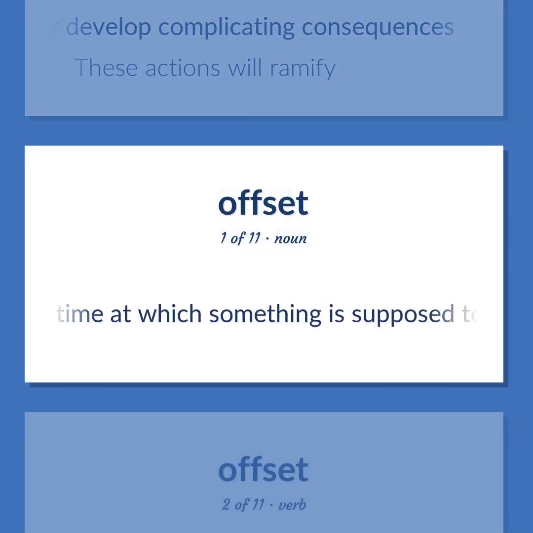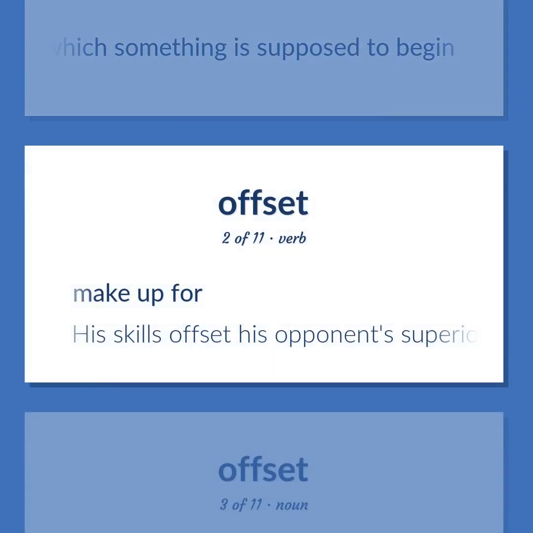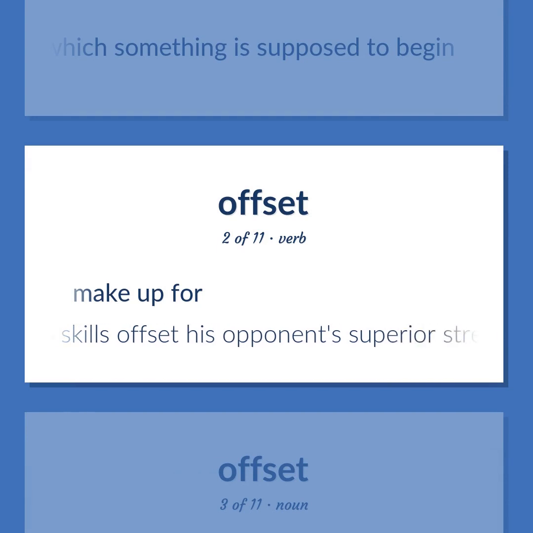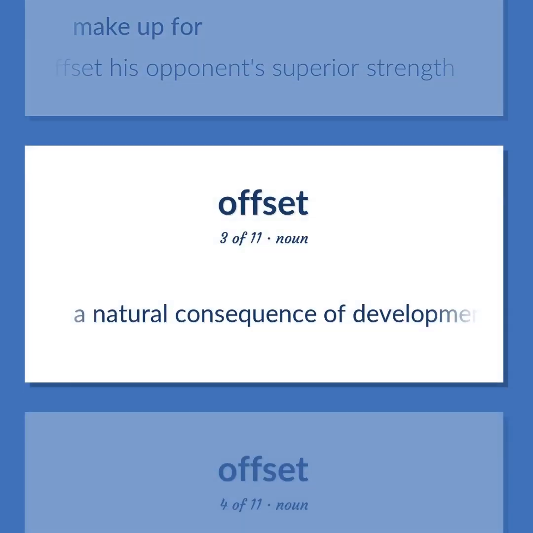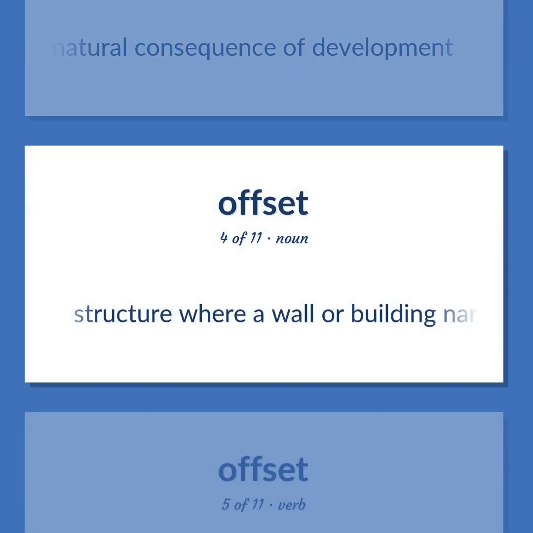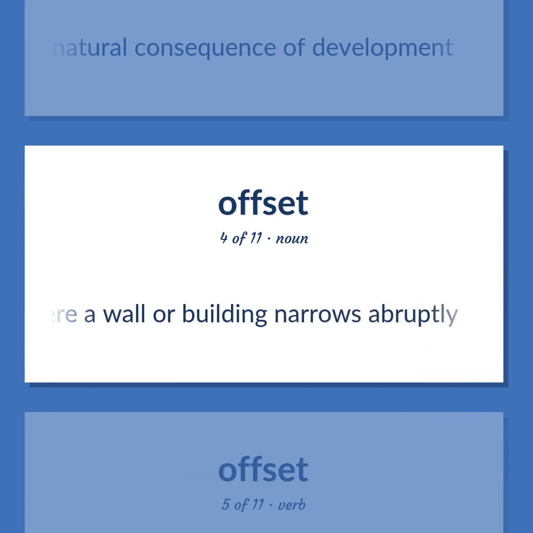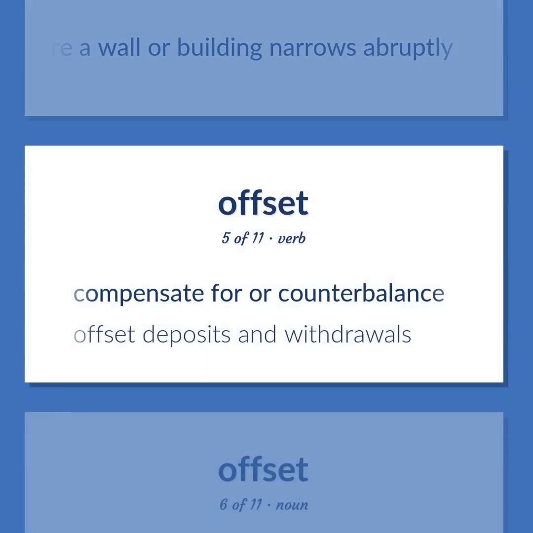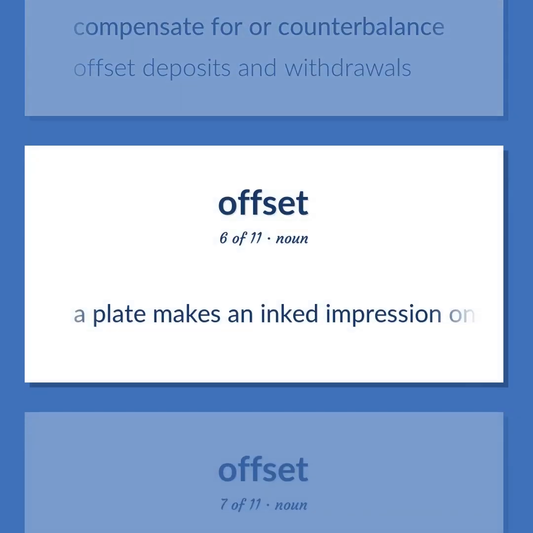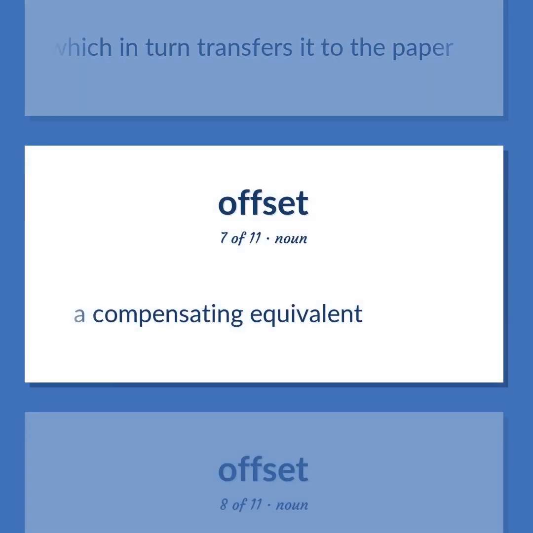The time at which something is supposed to begin. Make up for. His skills offset his opponent's superior strength. A natural consequence of development. Structure where a wall or building narrows abruptly. Compensate for or counterbalance. Offset deposits and withdrawals. A plate makes an inked impression on a rubber blanketed cylinder, which in turn transfers it to the paper. A compensating equivalent.